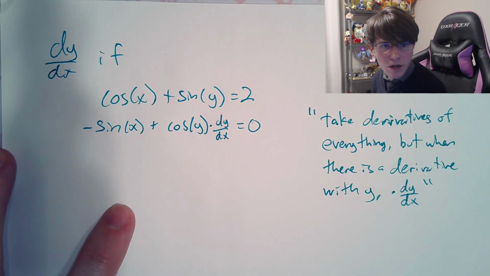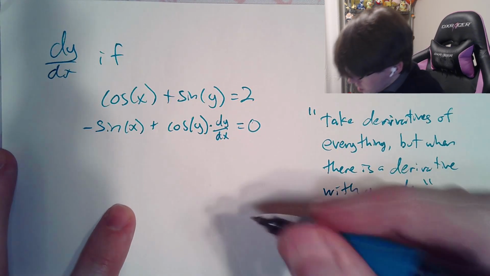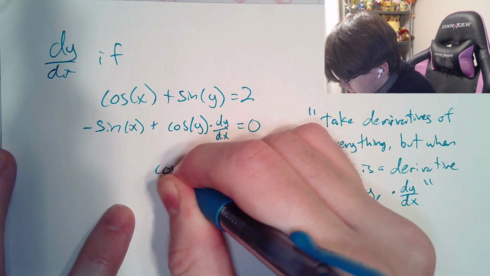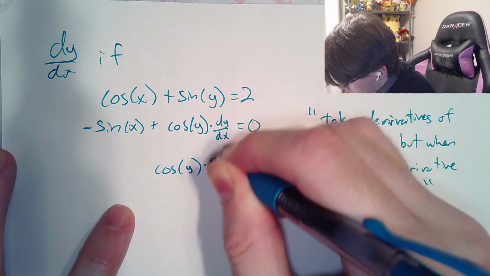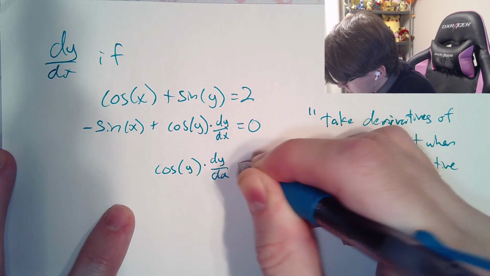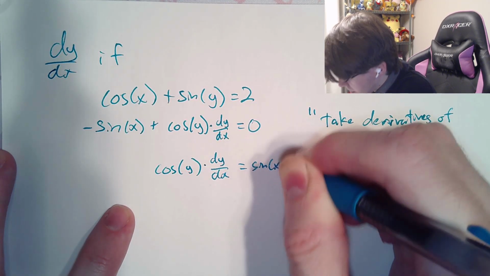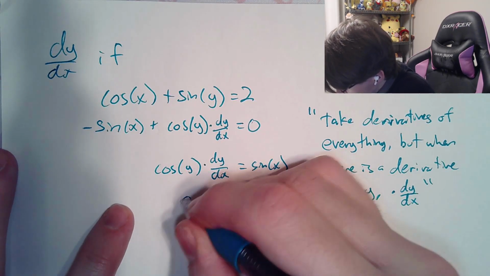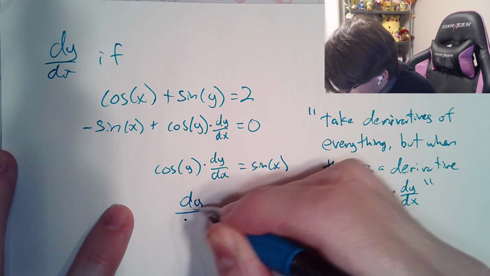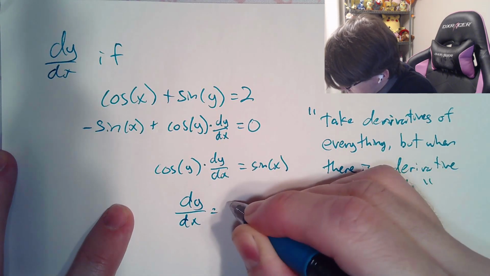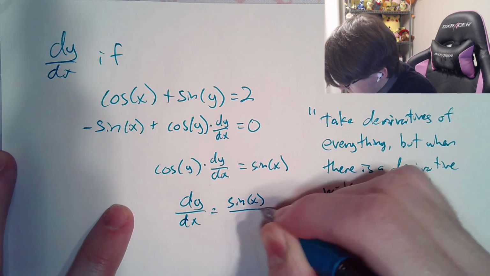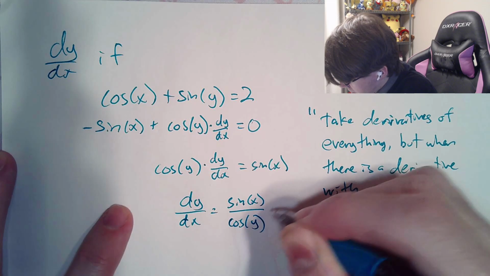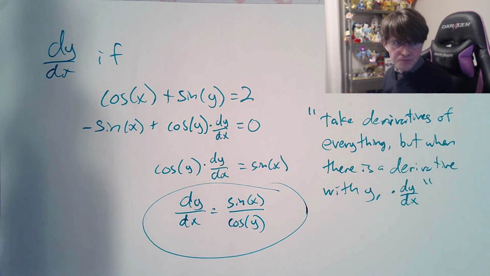From this point here, you just need to solve for dy over dx by itself. So we're going to go ahead and add sine of x to both sides. I got ahead of myself saying tangent because I kind of know what the answer is going to be here. So all I did there is I added sine of x to both sides. Now I'm going to go ahead and divide both sides by cosine of y, and we get a version of tangent, not actually tangent because it's 2 different letters. But yeah, we get sine of x divided by the cosine of y, and that's it.